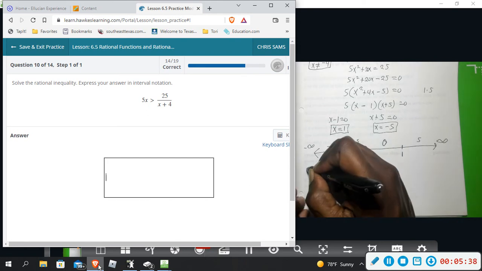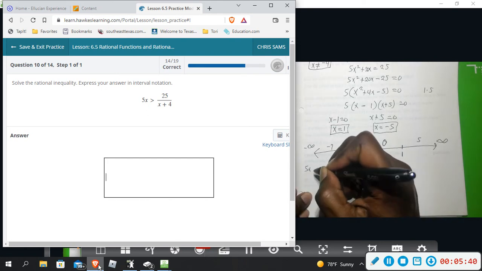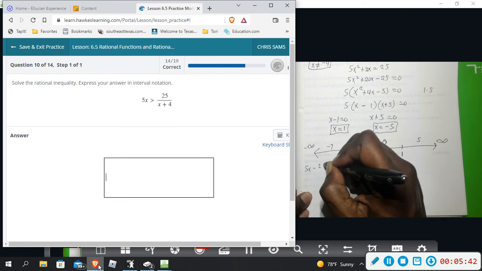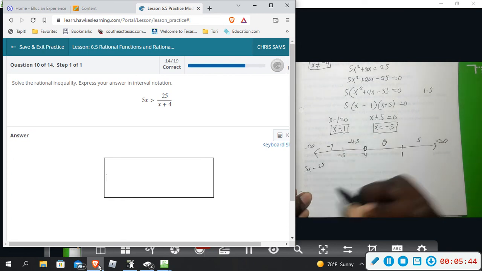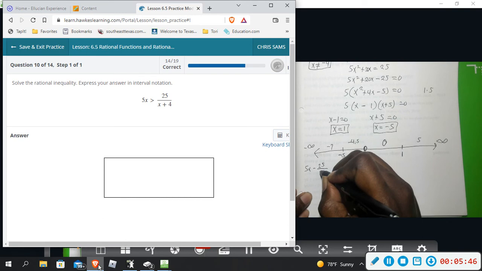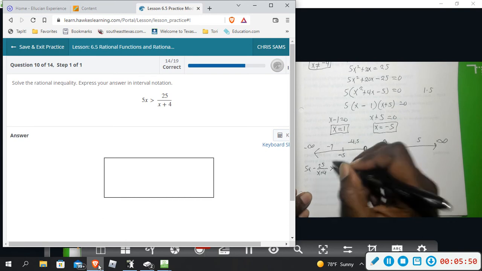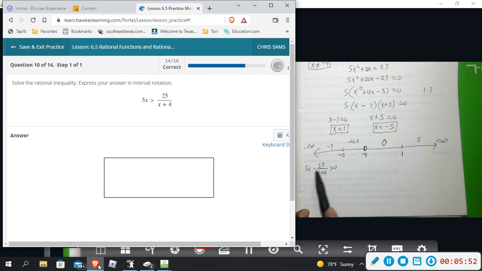So the problem I wrote down, 5x minus 25 over x plus 4. I want that to be greater than 0. Normally we just plug in one of those numbers, see if we get a positive. If we do, then that's what we want, and if it's negative, that's not what we want. So let's actually just use a calculator and let it do it.